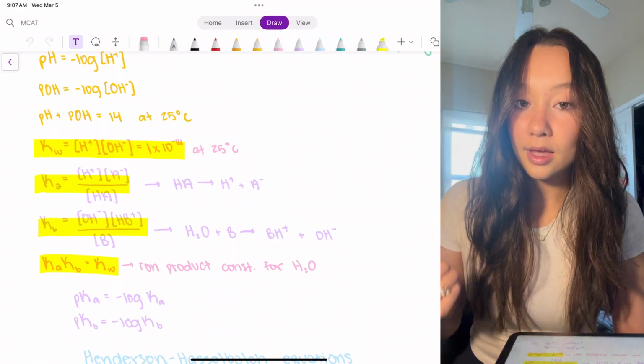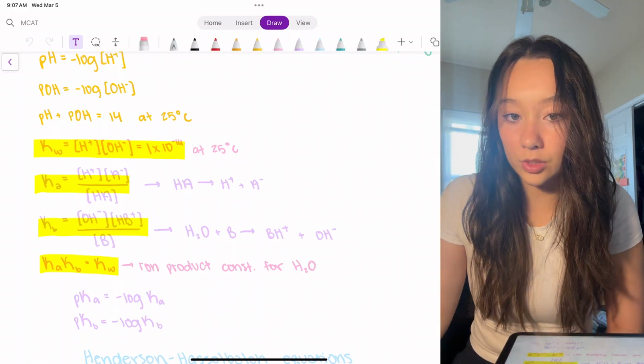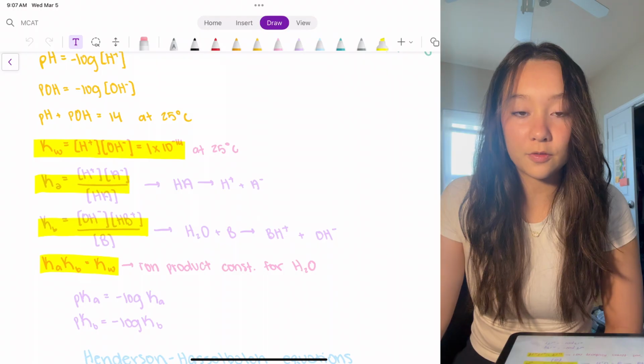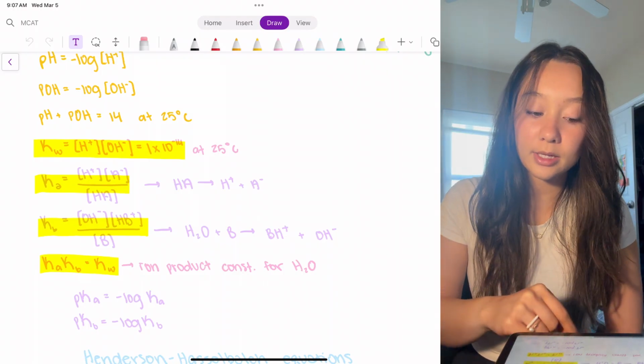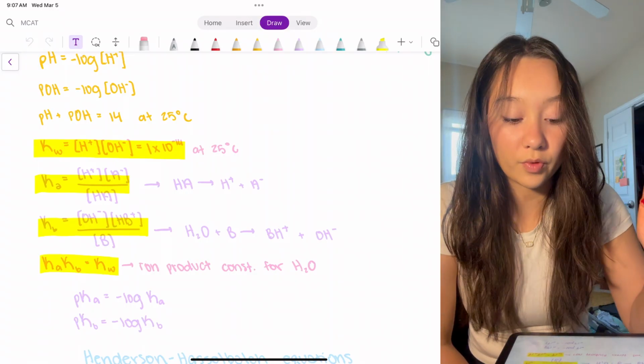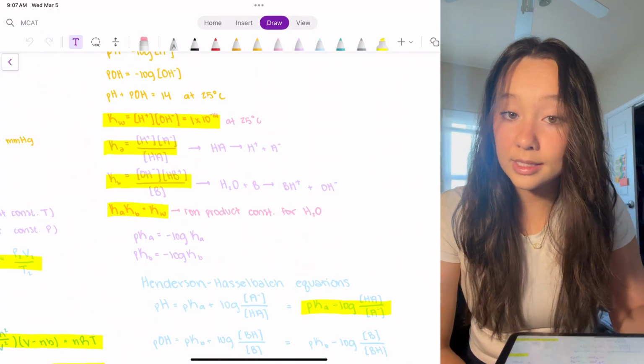How to find Ka and Kb. It's the same as the equilibrium constant equation, except it's just dissociation. So it's HA goes to H plus A minus, but it's still products over reactants. pKa, Ka, same thing.